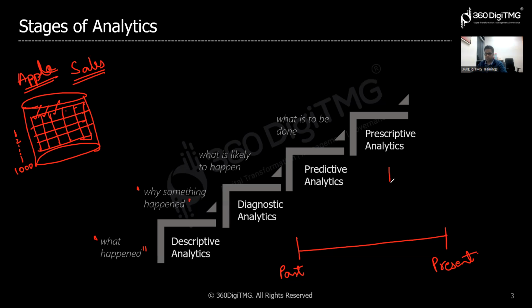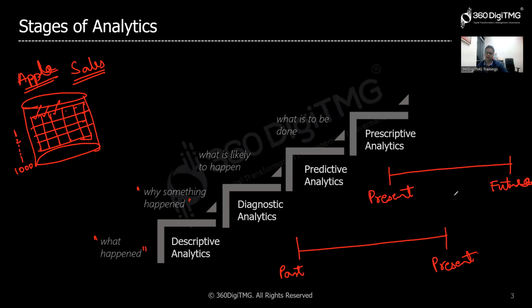Then, if you take the present data and talk about what might happen in the future, that is called predictive analytics. What is likely to happen? Would the sales of your products continue to increase, or would they decrease? When you ask questions on what might happen in the future, then it's predictive analytics.